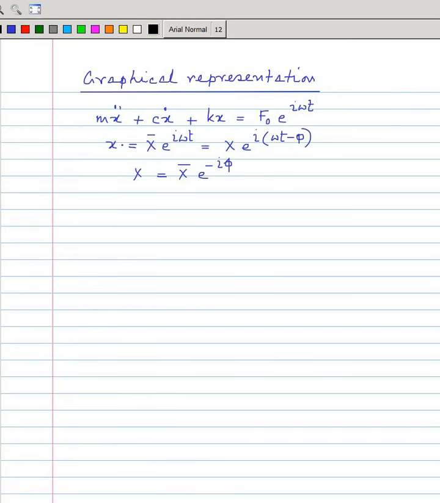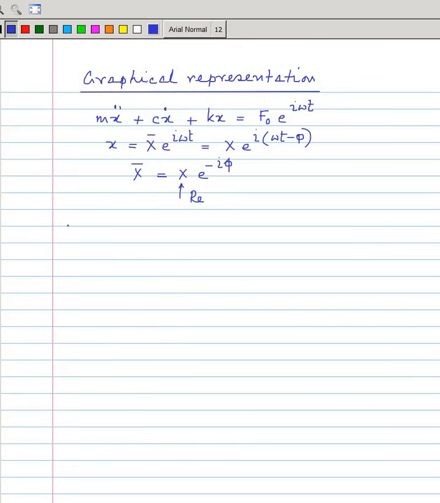Where x bar is X, which is real, times e to the power minus i phi. So x bar is complex, as you know, because the solution cannot have the same phase as the excitation. So there should be a phase difference, and that means x bar has to be complex. So x bar is a real number X into e to the power minus i phi, and when you put that here, X e to the power i (omega t minus phi), that means we assume that the displacement lags the force by an angle phi.